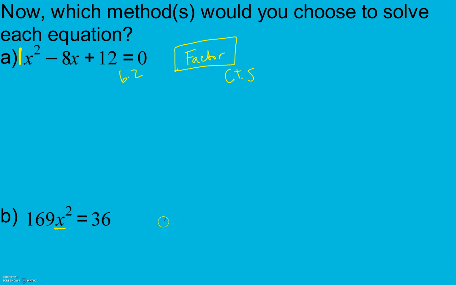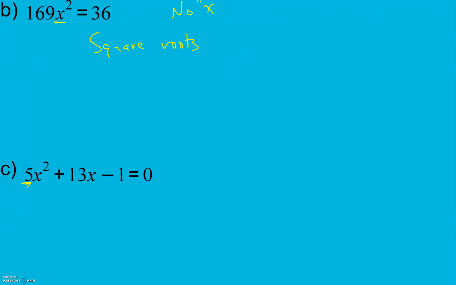In B, I have an x squared term, but I have no x term, no linear term. So here, I would use square roots. And in C here, I have that 5 in front of my x squared, which means I'm going to go right to my quadratic formula. Guys, you can use multiple methods to solve these. These are just the most convenient usually. And it depends on your preference, but these are the type of things that I'm looking for here on this one.